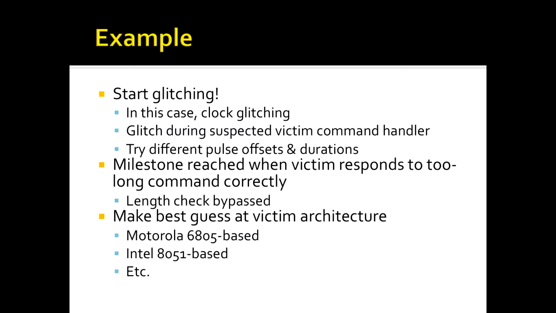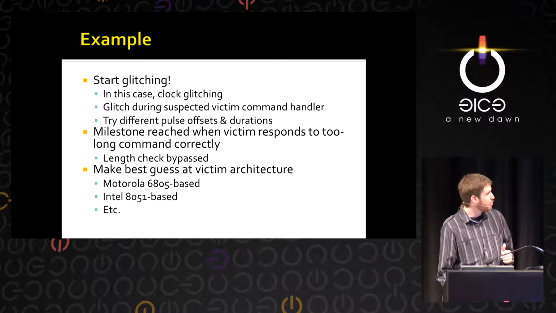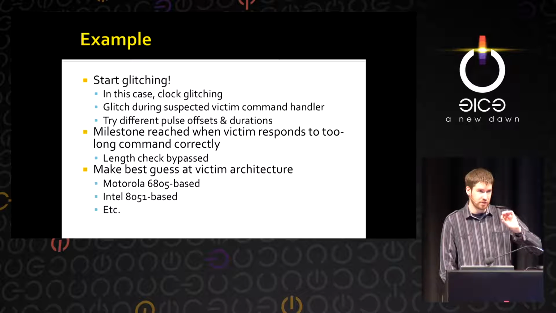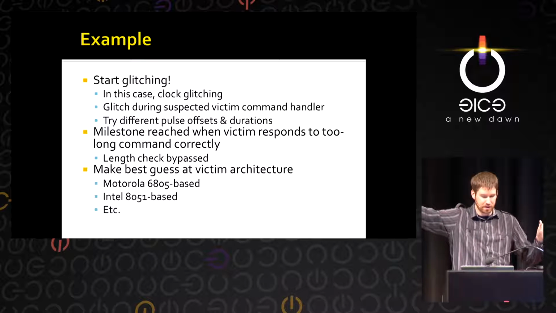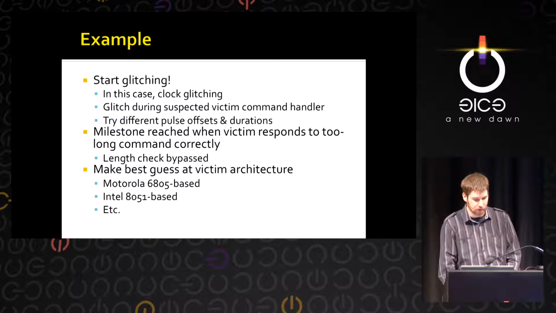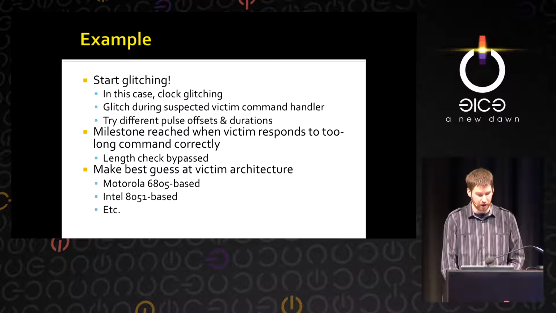So what I do is try different pulse offsets and durations to narrow down when it was executing, for example, the compare instruction that would be checking the length of the packet you're sending it. You know you've hit a milestone when you give it these very long packets with correct checksums, and it normally errors out, but all of a sudden it doesn't error out and it actually processes the command, even though it's got all these garbage bytes at the end to make it way longer. So now you know that you've probably hit the compare or the jump instruction with your glitch, and you've stopped the device from issuing an error.